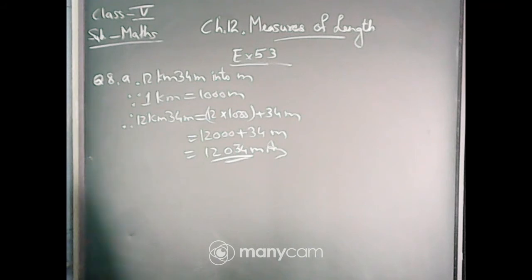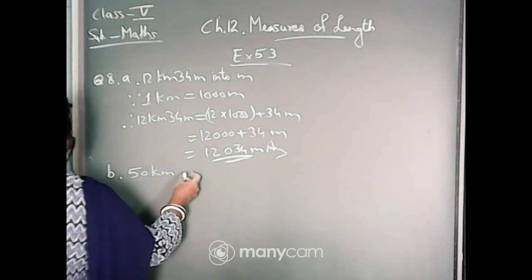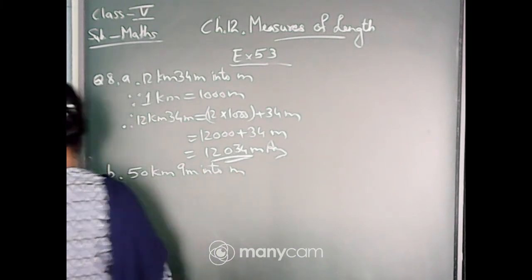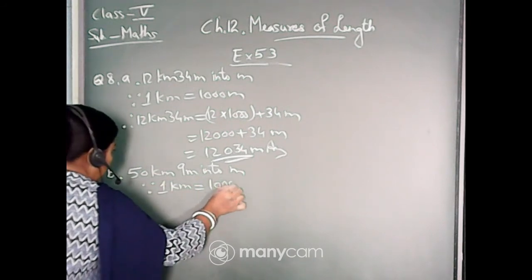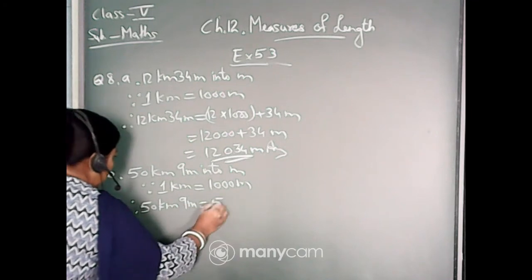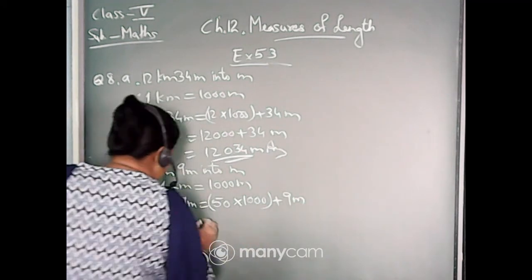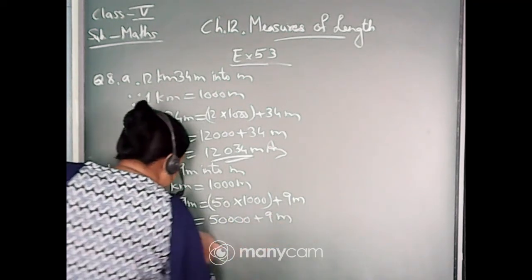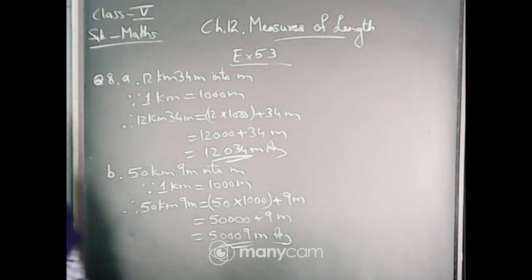Now come to question number B. Question number B is 50 kilometer 9 meter and you have to convert into meter. The same thing, isn't it? Since 1 kilometer is equal to 1000 meter, therefore 50 kilometer and 9 meter is equal to 50 into 1000 plus 9 meter, that is 50 and 3 zeros plus 9 meter, so 50009 is the answer.